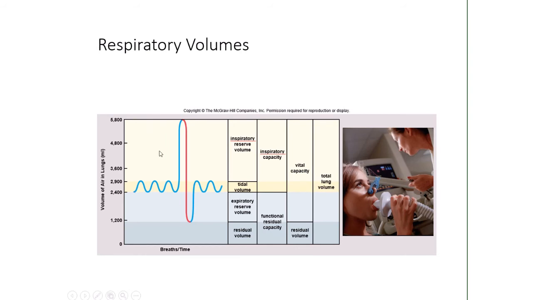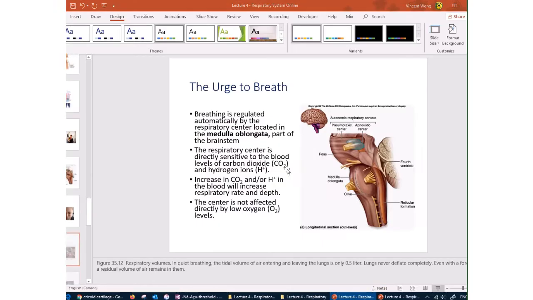So now we are going to look at some respiratory volumes, and the best way for me to explain this to you is to go to our workbook.